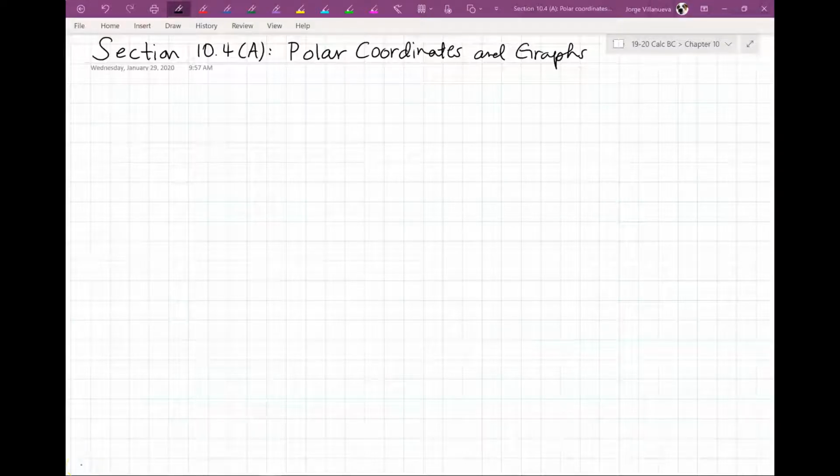All right, so 10-4, polar coordinates and their graphs. So first off, let's just talk about what they look like. We'll do polar coordinates and how they look in terms of an angle.